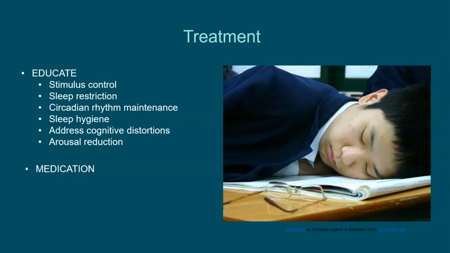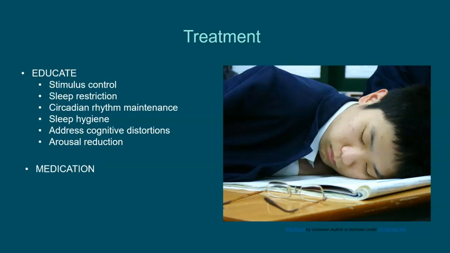Sleep restriction, so limit the amount of time in bed until the child is sleeping about 90% of the time in bed. The circadian rhythm maintenance, whereas they're going to bed and waking up at the same time each day. You may want to address cognitive distortions.